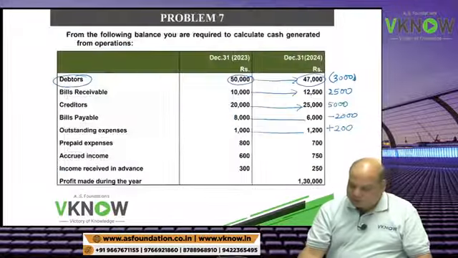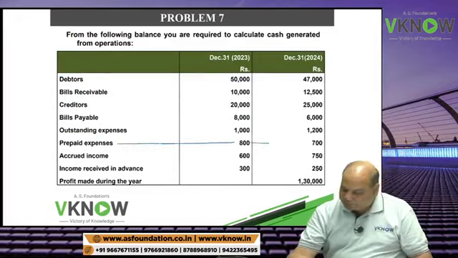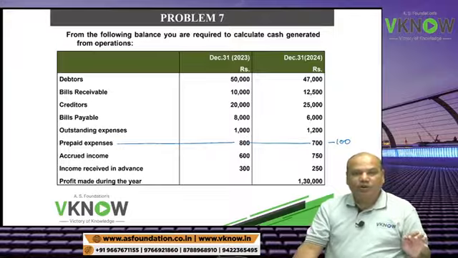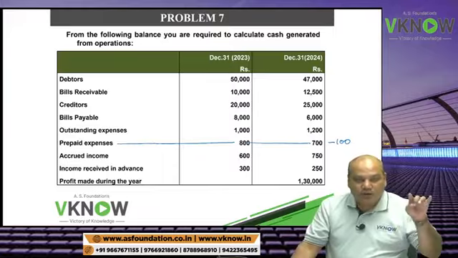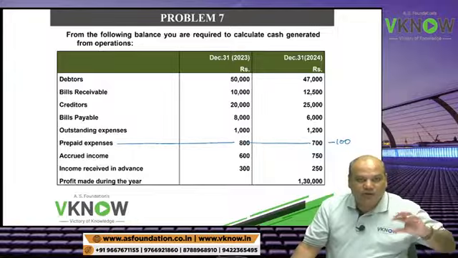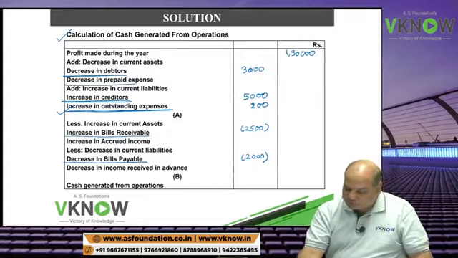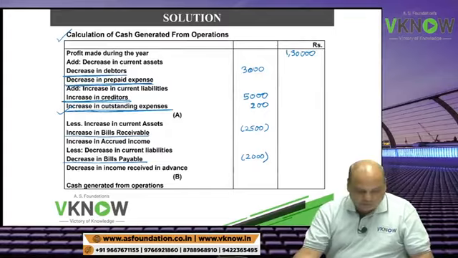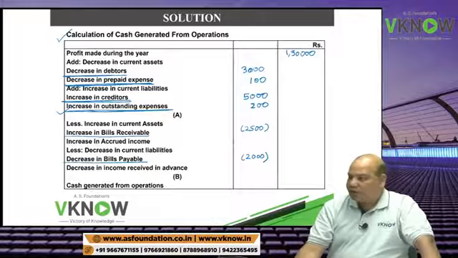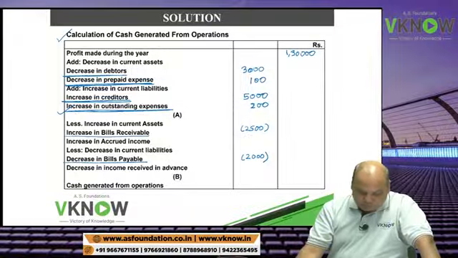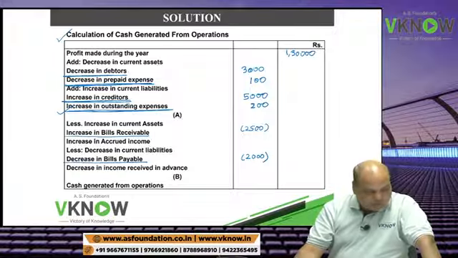Next is prepaid expense on the screen. Prepaid expense, there is a decrease of 100 rupees. Prepaid expense is a current asset item. Decrease in current asset, increase in cash flow, 100 rupees. Explanation I have given.